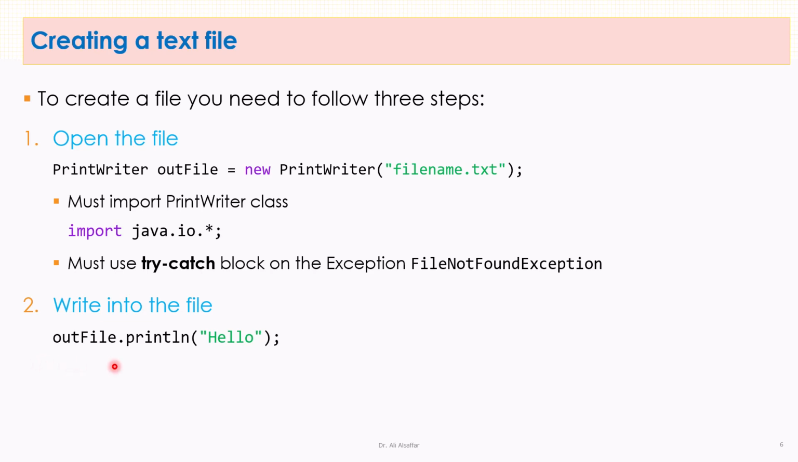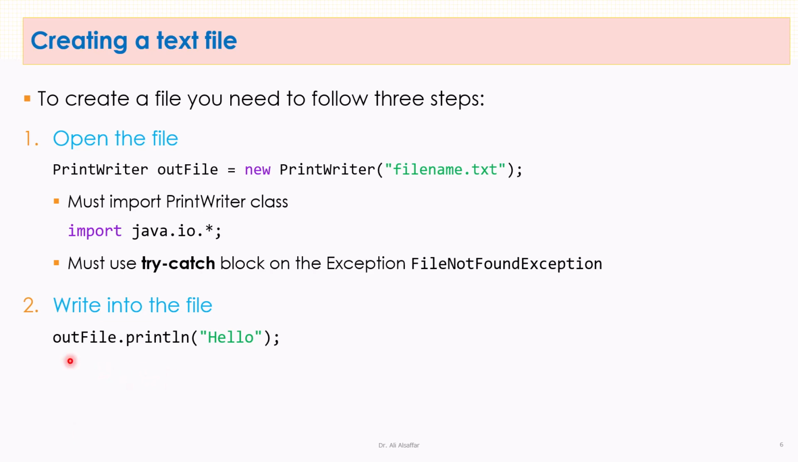To write into the file, it is exactly the same way that when you print on the output screen using println and print. But the difference is that for printing on the screen, we use the System.out output stream, but now here we use the file output stream. Since the name of the output stream we have created in step 1 is called outFile, so we use println and print for outFile.